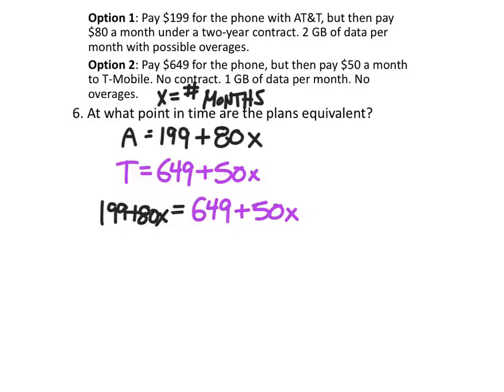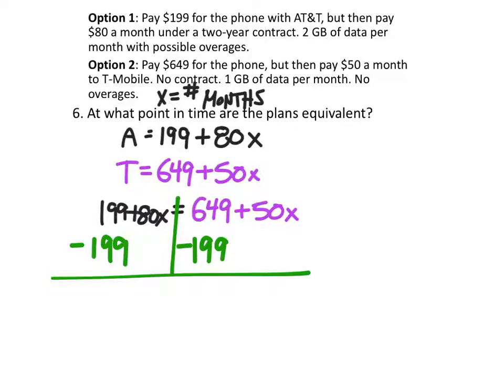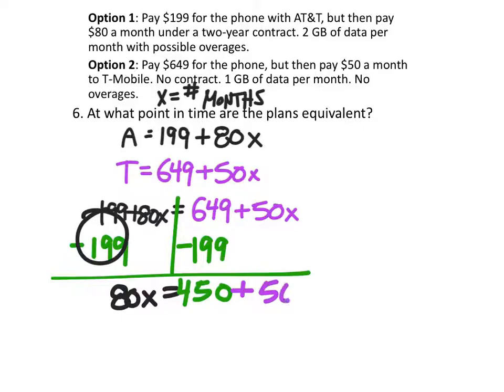I'm going to put the x's on the left, so that 199 on the left there in black, I don't want it there. I need the x's on the left side of the equal sign. So I need to zero that out. So I'm going to subtract 199 from both sides of the equal sign. So that zeroes that out. That's what we wanted. And now we got 80x equals 649 minus 199. Let's see, what do we get out of that? 450. And then plus that 50x.